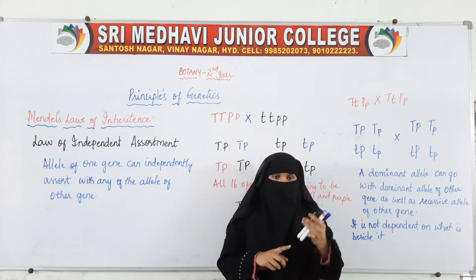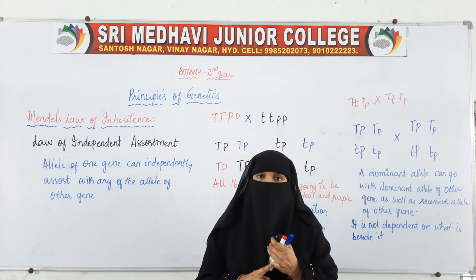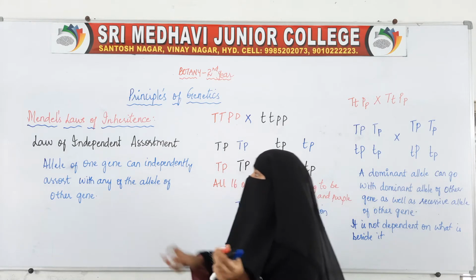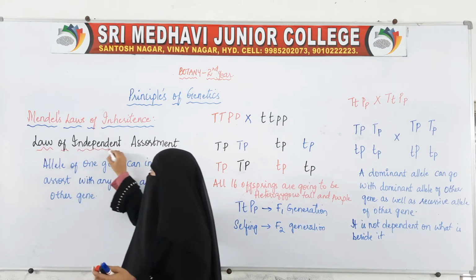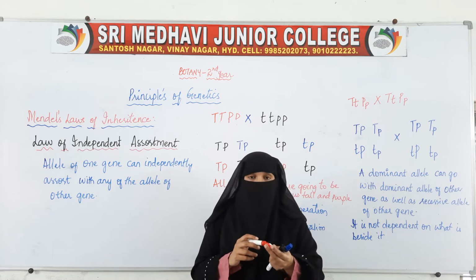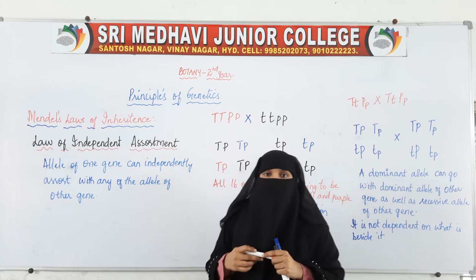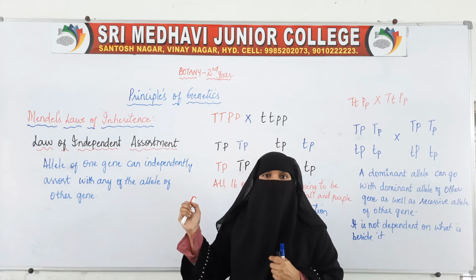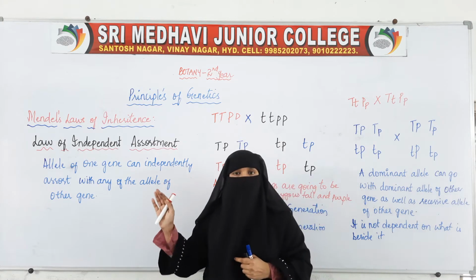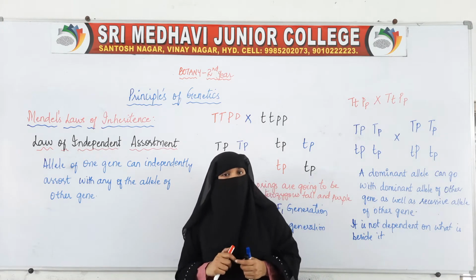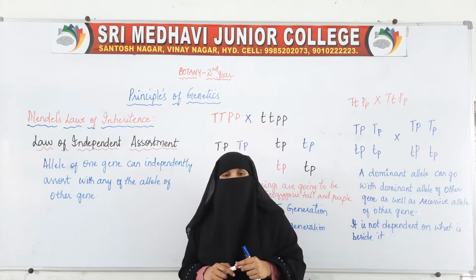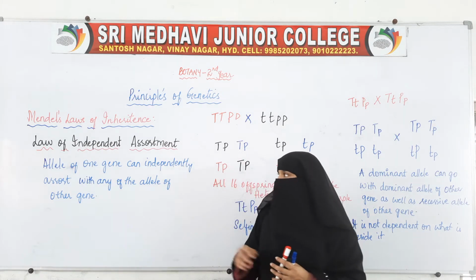The law of dominance and the law of segregation can be explained by taking a monohybrid cross, but the law of independent assortment, the third law of Mendel, can be explained only by taking a dihybrid cross. We cannot explain this law with a monohybrid cross. We can explain it with a dihybrid or trihybrid cross, but not with a monohybrid cross, like it was seen in the law of dominance and the law of segregation.